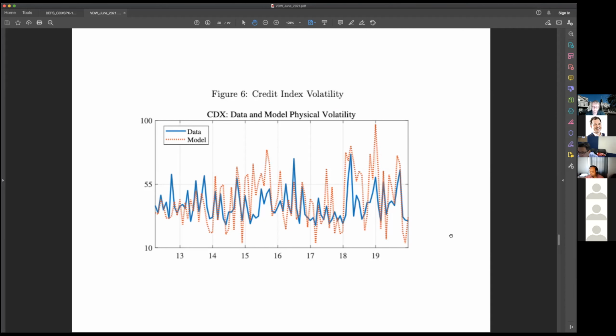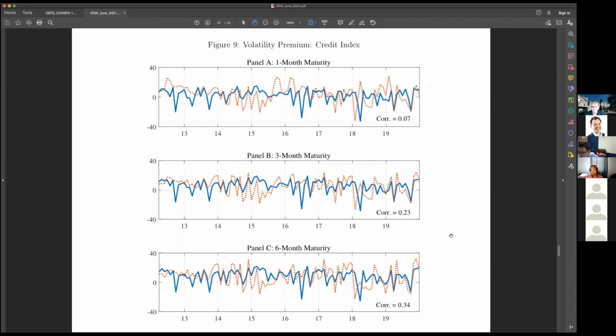And if we move on to the premium, things get a little bit worse, right? We are able to get some correlation for our predicted differences between physical and risk neutral volatilities for the longer end. But again, this is not great compared to what we get for equity options. So yeah, in a nutshell, that's kind of what we have in our paper.